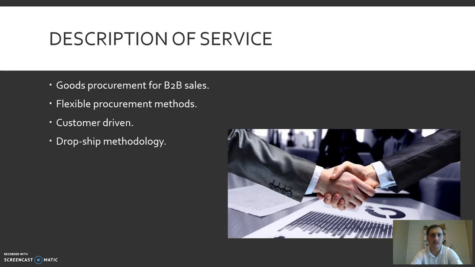All dropship is essentially, we don't have our own inventory. We order right from a supplier and deliver right to a customer.